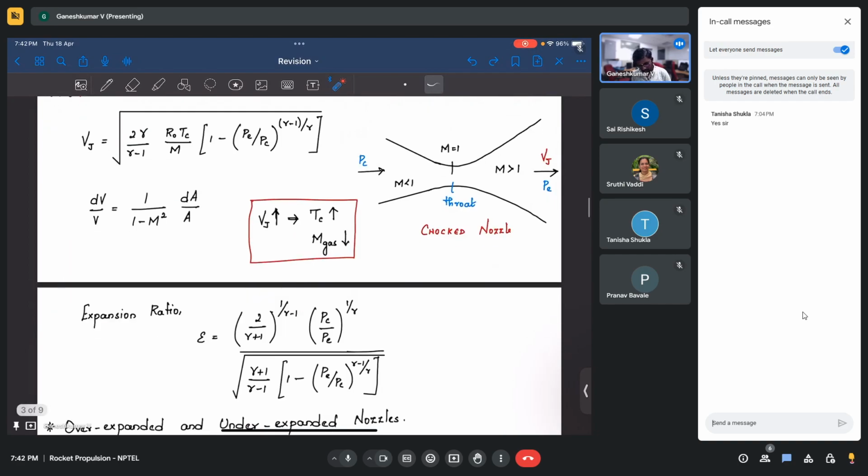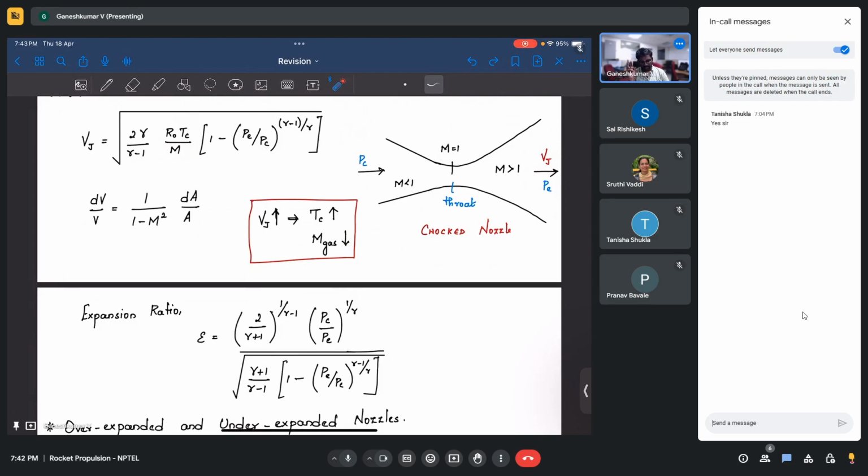Anyway, now how do I increase this jet velocity? Because I want to have a very high performance rocket, and I want high thrust, so those things are important to me. If I want to increase this velocity at the exit, then the way is to increase the chamber temperature and also to decrease the molecular weight. So those are the two things: either increase the chamber temperature or decrease the molecular weight.